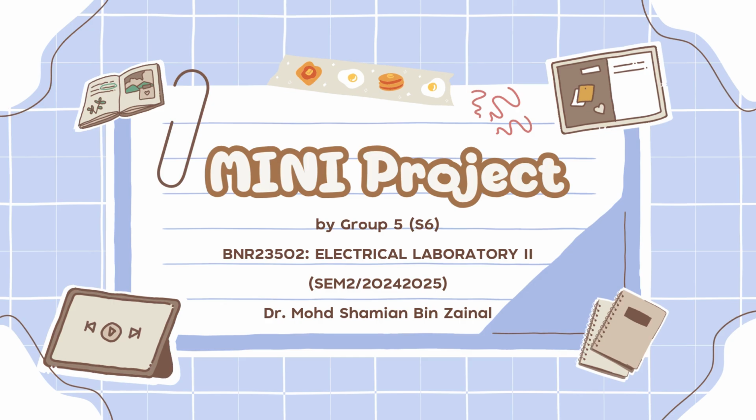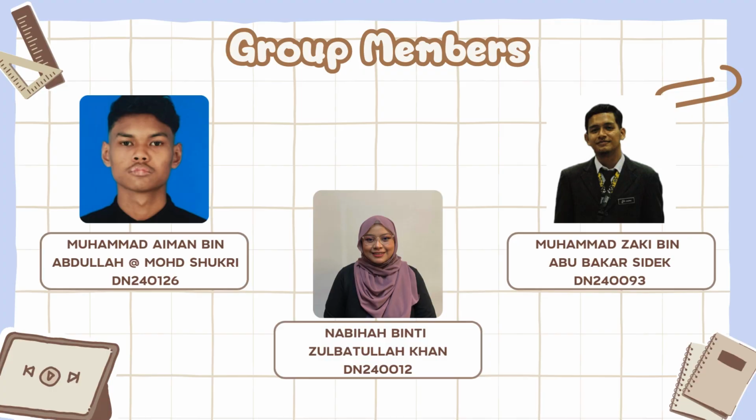This is the mini project for Electrical Liability 2 by Group 5 from Section 6. Our group has 3 members. The first one is Muhammad Aiman bin Abdullah alias Muhammad Shukri. His metric number is DN240126. Second is me, Nabiha binti Zubatuwahan.